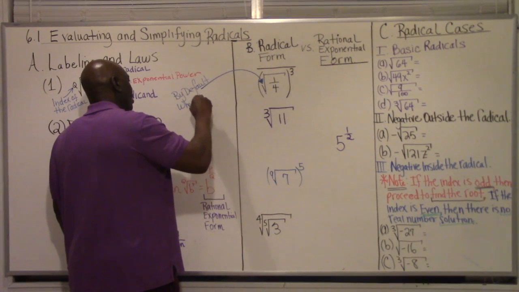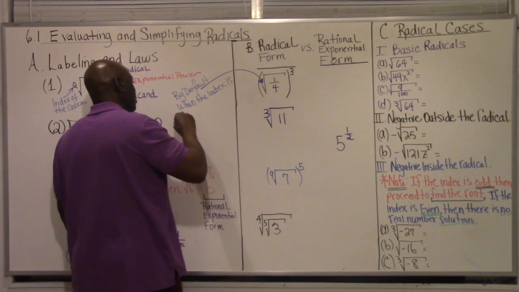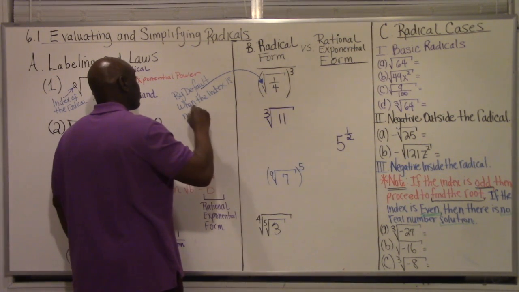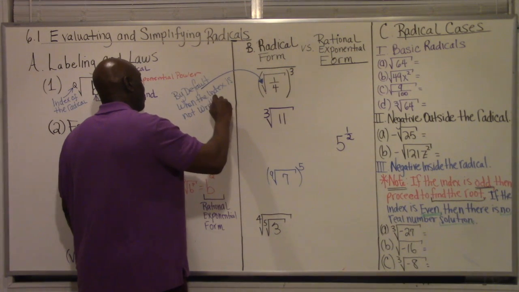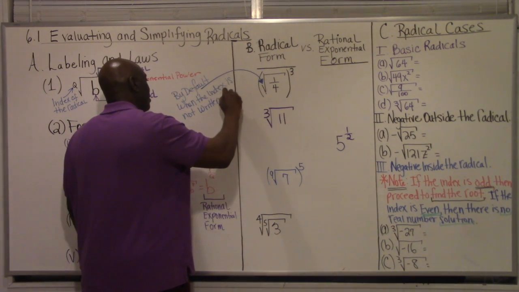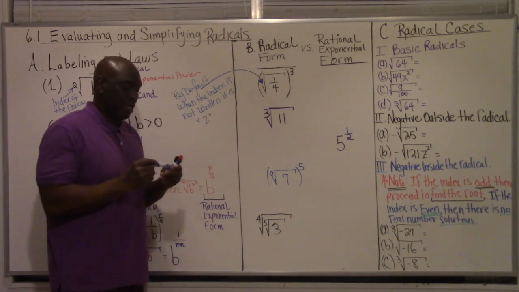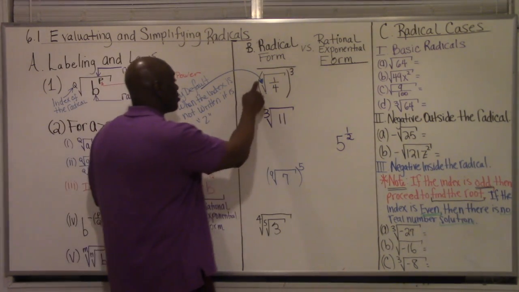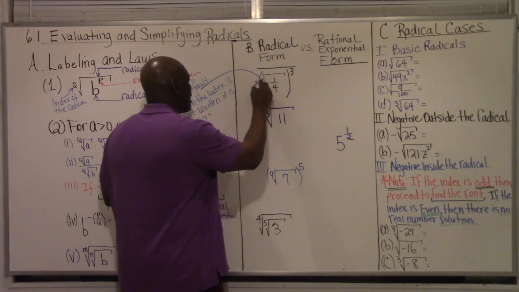When the index is not written, it is 2. All right. So the index here is a 2. It's a 2. We don't write it, but it's 2.